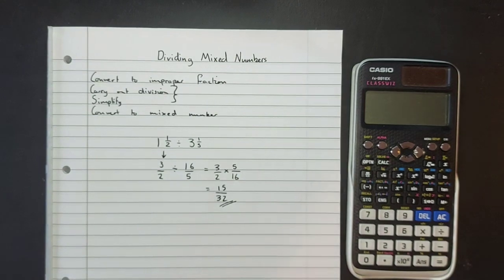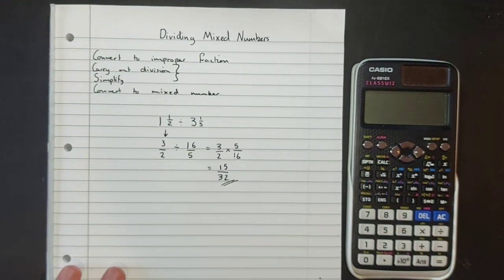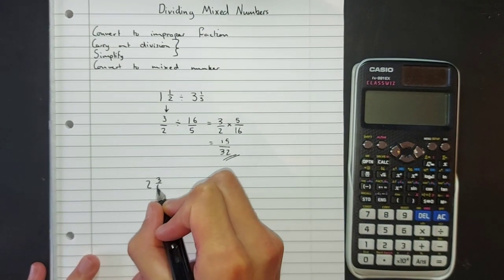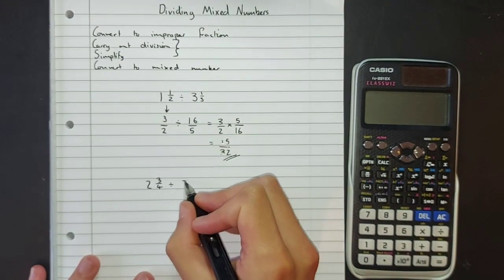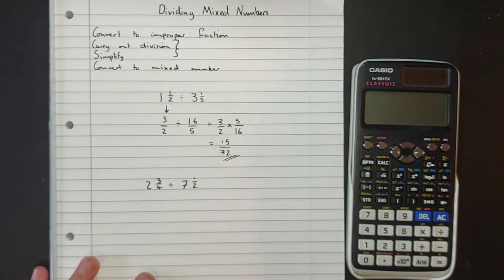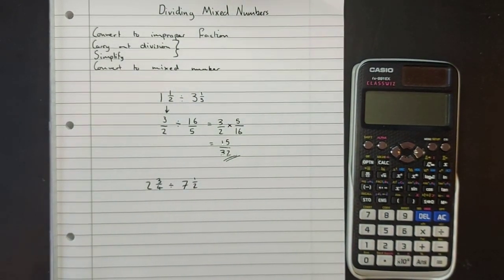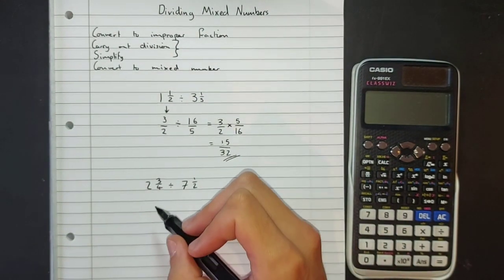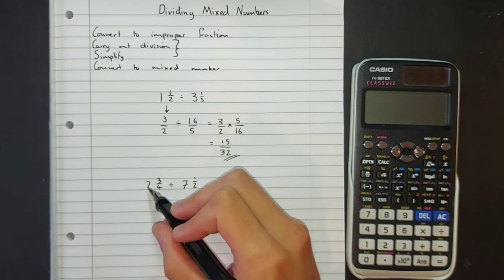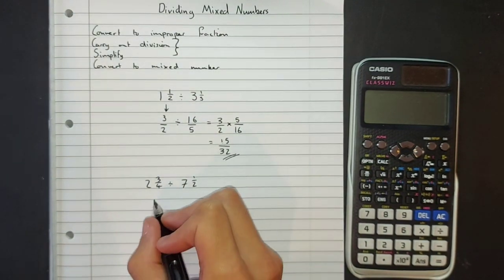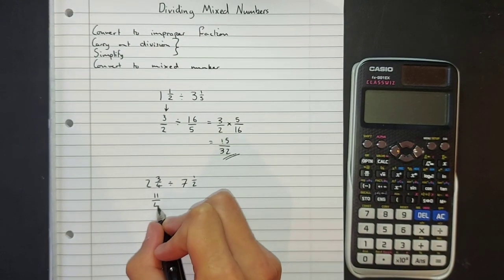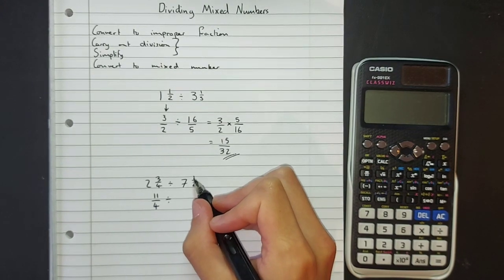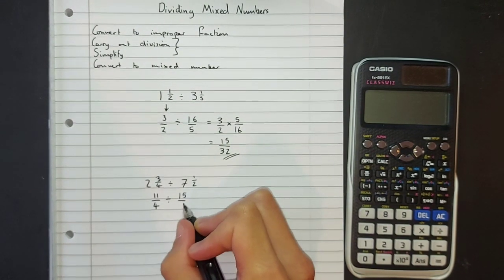That's fine. Example number 2, let's have a look at this one. We have 2¾ divided by 7½. Okay, first step, convert both of these into improper fractions. So let's have a look. We need to do 2 times 4 is 8, add 3 is 11. So this is going to be 11/4 divided by, well, 7 times 2 is 14, plus this extra 1 is 15. So that's 15/2.